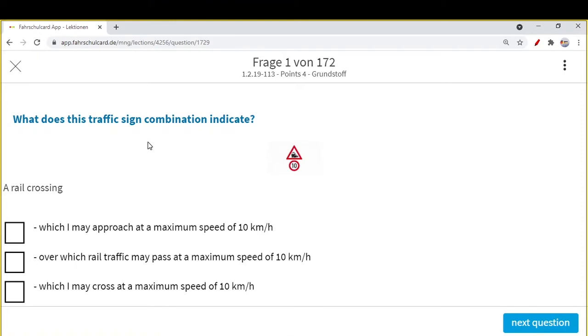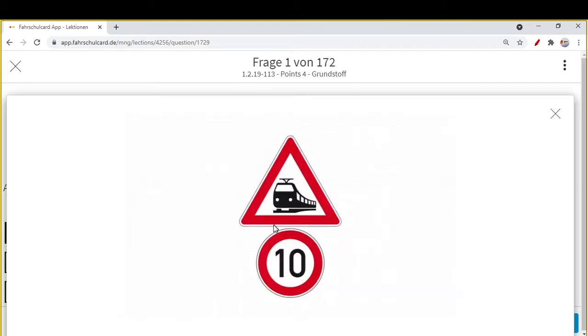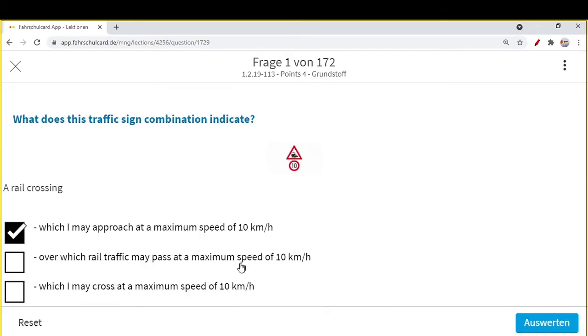They are saying it means a rail crossing which I may approach at a maximum speed of 10 km/h. Yes, as they are saying, this red circle means maximum, you can go up to this range, so it is 10 km/h. There is a rail line which you can approach at maximum 10 km/h. The second option: a rail crossing over which rail traffic may pass at a maximum speed of 10 km/h.